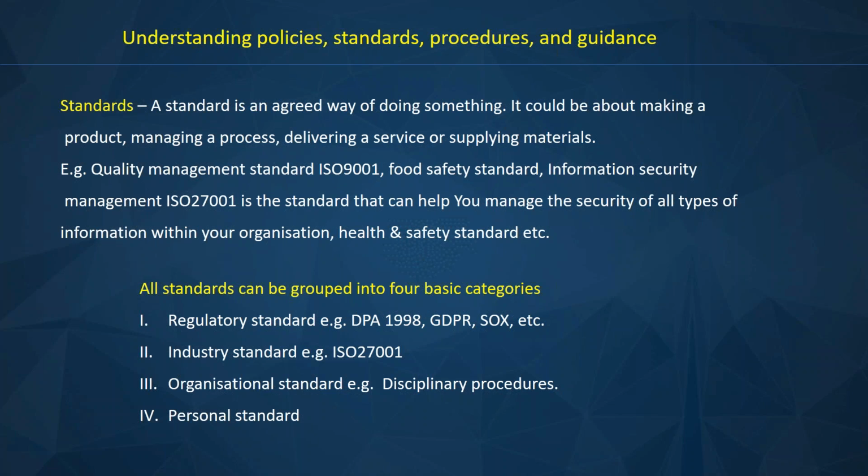So in our own space, what is the best way of implementing information security in an organization? What is the best way of keeping an organization safe? That's what ISO 27001 is all about, and that's what we're about to learn in this course. So it's an agreed way of doing something. It could be about making a product, managing a process, delivering a service, or supplying materials, e.g. quality management standard ISO 9001, food safety standard, information security management, which we're going to be concentrating on in this course, is a standard that can help you manage the security of all types of information within your organization.